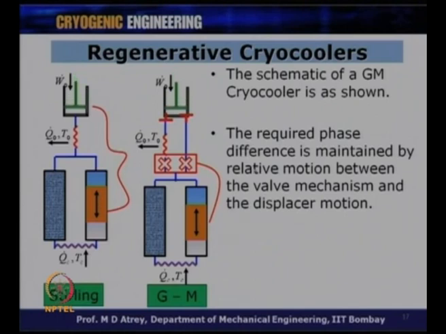Now, here it will not be the compressor piston and displacer, but the valve mechanism used over here and the displacer. The displacer will move according to the valve mechanism. When does high pressure gas come in, when does low pressure gas go out. So, the required phase difference is maintained by relative motion between the valve mechanism and the displacer motion in the case of a Gifford-McMahon cryocooler.